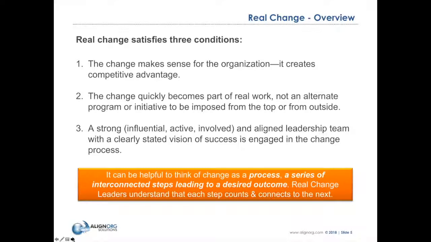And then the final condition for us is that there is a strong leadership team that has a good vision of where they want to take the organization, and they're involved in the process. This is not just a pure cascade of information or of a particular set of objectives or tactics. This is something where the leaders are invested, where they are being influential, they're active, they're involved, and as a leadership team, they are aligned around where they're trying to move things. And so when we think about change, we think of it as really a process, a series of interconnected steps that leads to these outcomes. And we believe that a change leader, a real change leader, is someone who really understands these steps and is able to connect these issues.